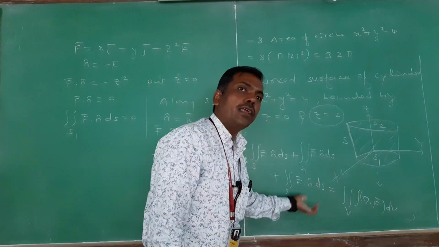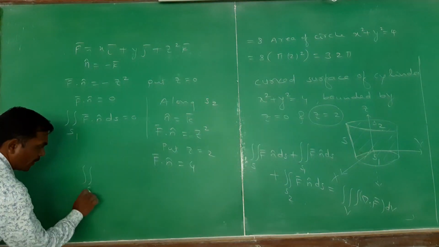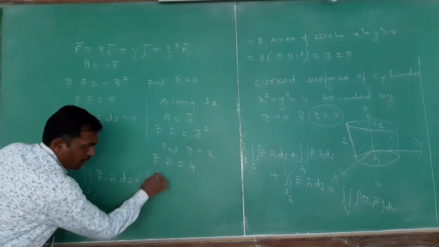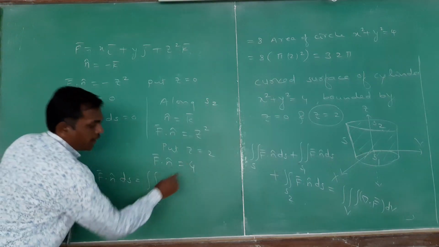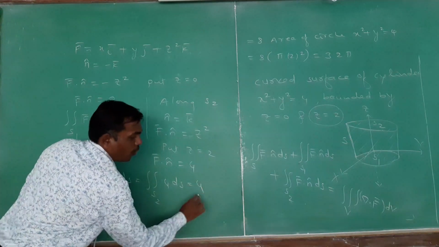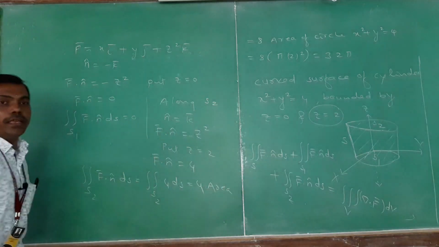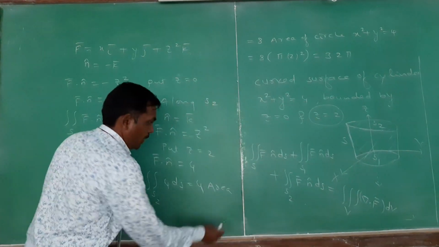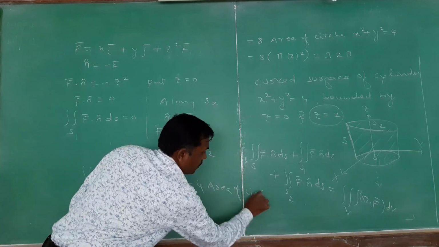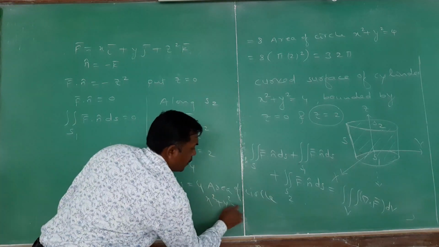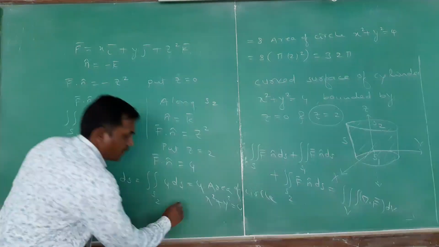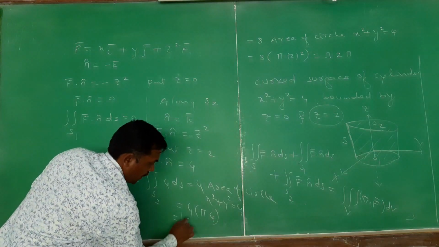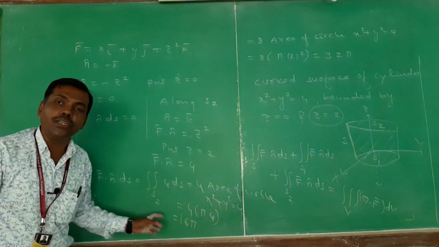I can substitute in this integral and solve it. So the double integral over s2 of f bar dot n cap ds is equal to the double integral over s2 of 4 ds, which is 4 times the area. Double integral means the area of the circle. Which circle? X square plus y square equal to 4. Again the radius is 2. So our answer is 4 into pi r square, that is 4 into 4 pi. So over the surface S2 only, it is 16 pi.